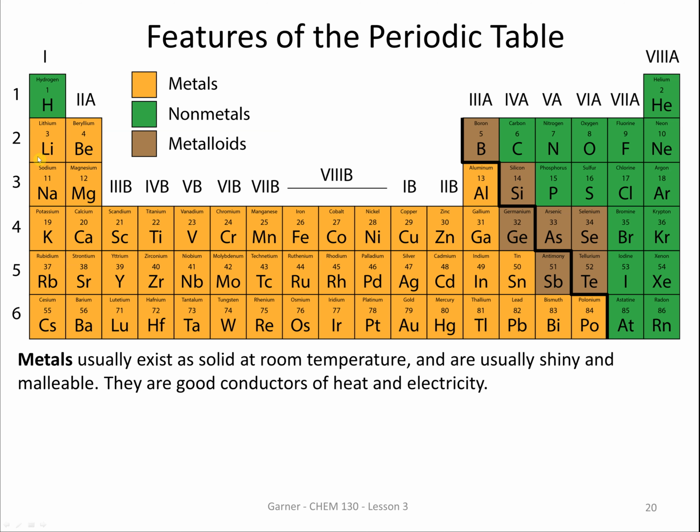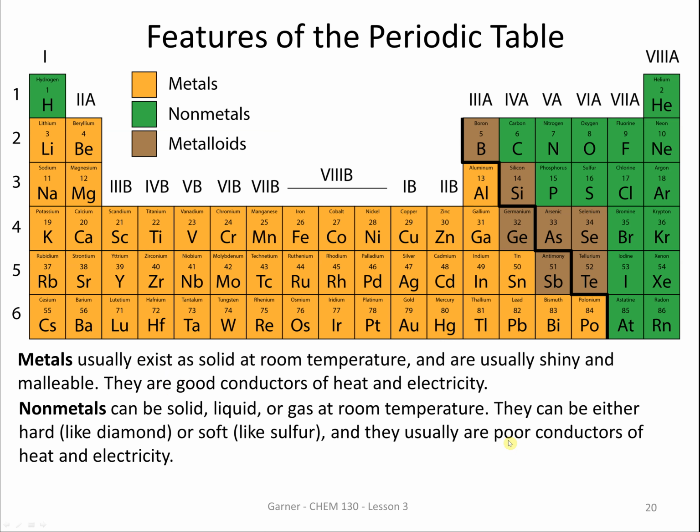So all of our metals on the periodic table are shaded here in orange. The two rows below the periodic table, which I didn't show on this diagram, all of those elements are metals as well. So in contrast to this, some of the elements are nonmetals.